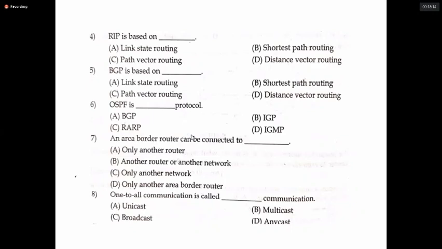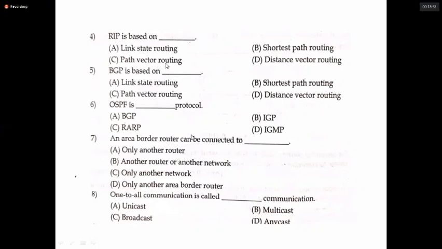RIP is based on dash. Shortest path routing. Yes, it is shortest path routing. Please recall your concepts. I have options as link state routing, shortest path, path vector, distance vector. So your RIP is based on what? Shortest path only. Any doubt in this question? No, ma'am. Shall I proceed?